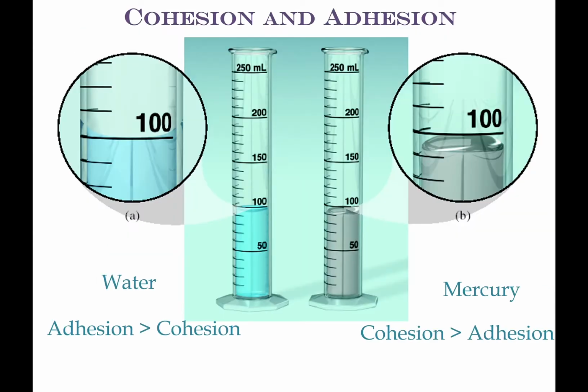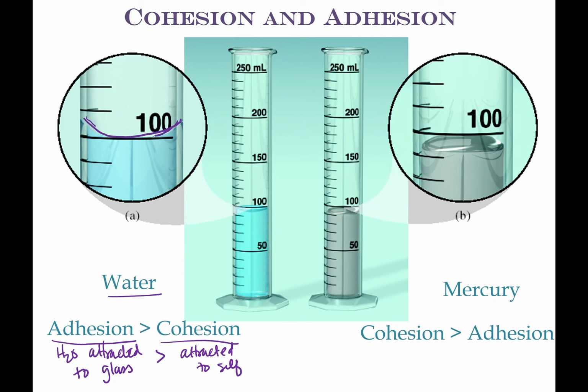So looking at this, this is water. Adhesion for water is greater than cohesion. So the water is attracted to the glass greater than it's attracted to itself. So that's why we get the meniscus that goes this way. Yeah, I'm doing my best.